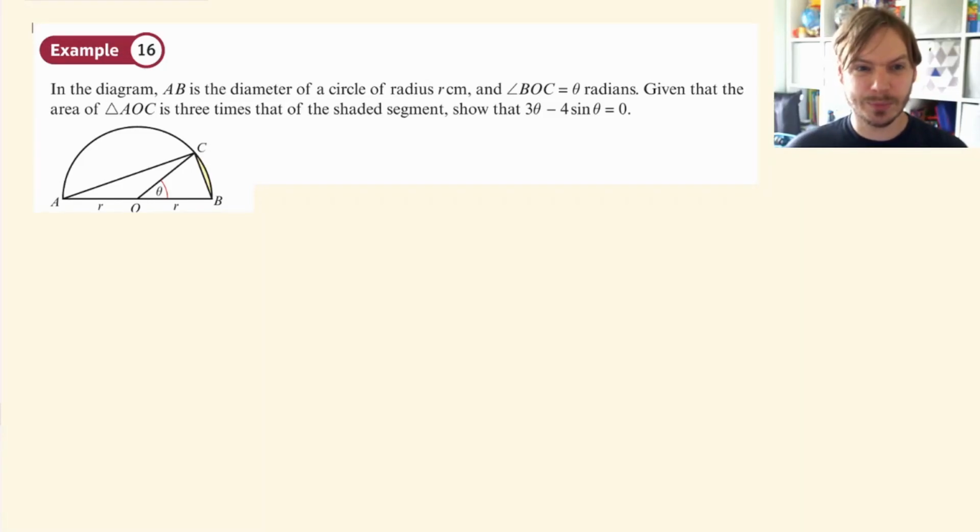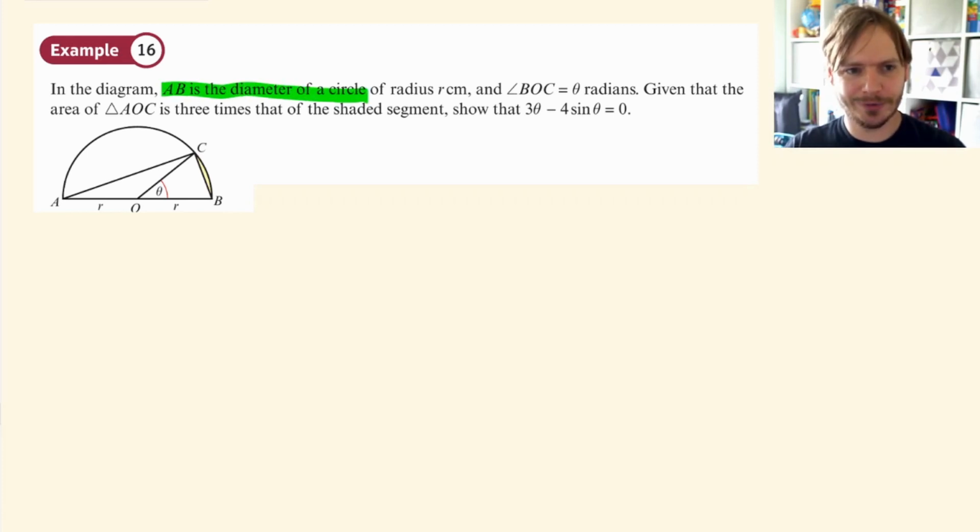So in this final example, there's a lot more to think about and there's a lot more to pull together. So we're going to just pull it apart and go one step at a time and go nice and steady on this. What we have is, in this diagram, AB is the diameter of a circle.